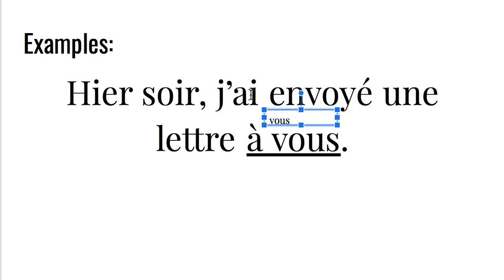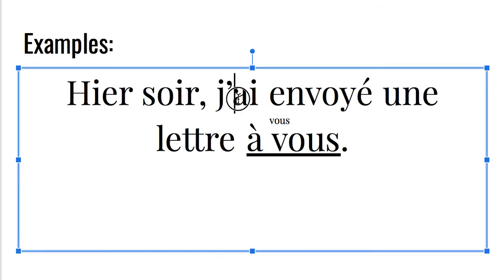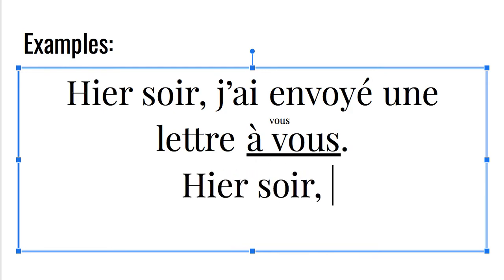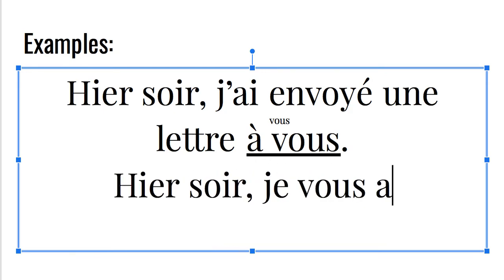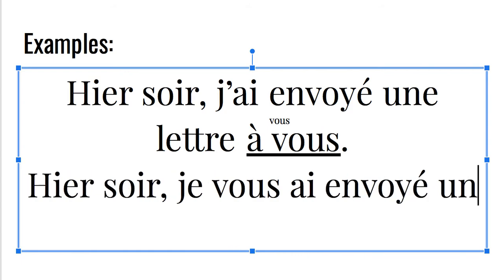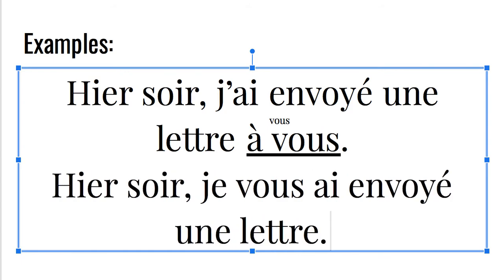And then when I see ai, that tells me that verb right here, j'ai envoyé, is past tense. It is passé composé. So thinking about my rules, when I have passé composé, I have to place that object pronoun before my avoir or my être. So when I rewrite this sentence, hier soir, je vous ai envoyé une lettre. So that would be how I would rewrite my sentence. It is super important that you get this in the right spot, and also that you delete whatever you have underlined.